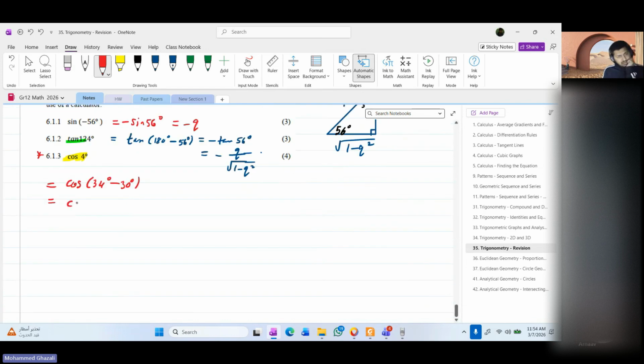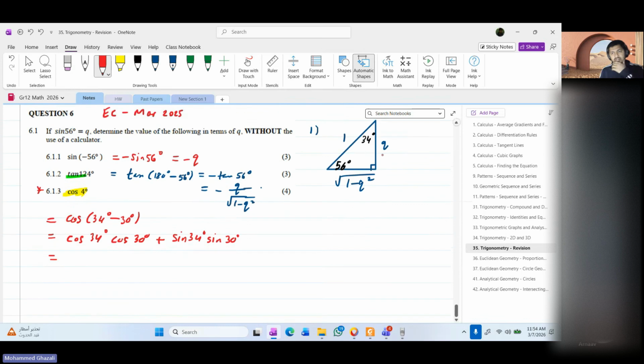Now, that is cos 34 cos 30 plus sine 34 sine 30. Right, so what's cos of 34? Now you need to flip the triangle, and cos of 34 is adjacent over hypotenuse, which is q over 1. So just q. What's cos of 30? Half. No, root 3 over 2. Sine 30 is half, okay?